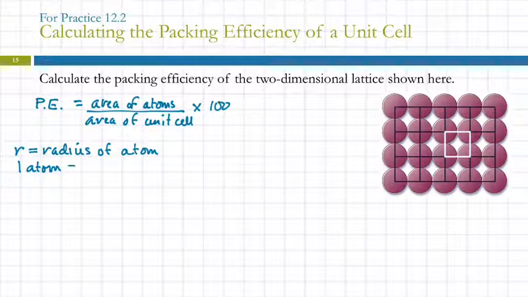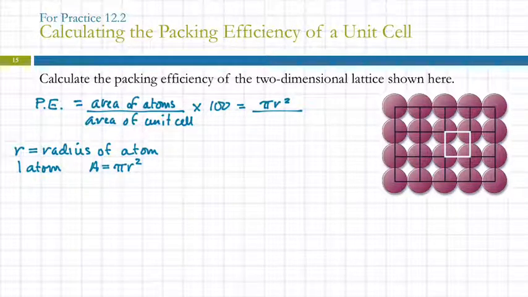What is the area of that 1 atom? What's the area of a circle? Pi r squared? Area equals pi r squared. So we've got 1 atom in there, and its area is pi r squared. So we could plug that into our equation up here. Pi r squared. That's the area occupied by the atoms.